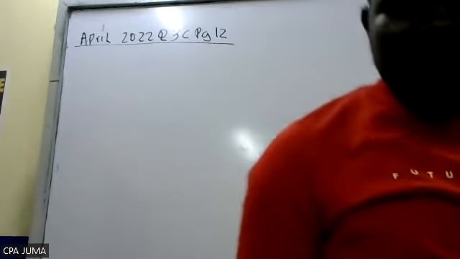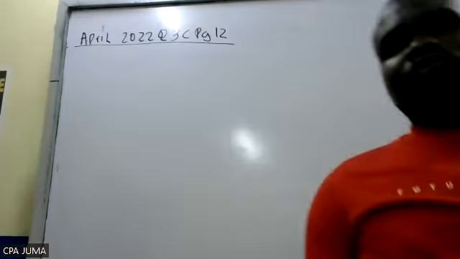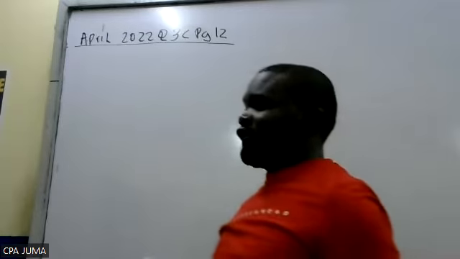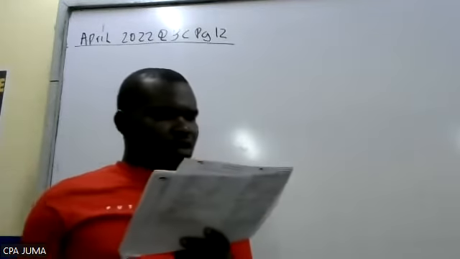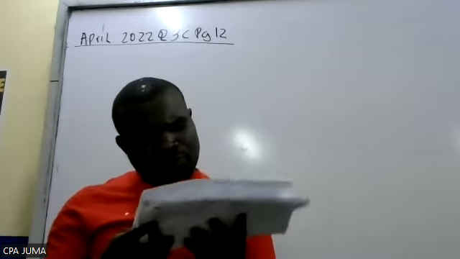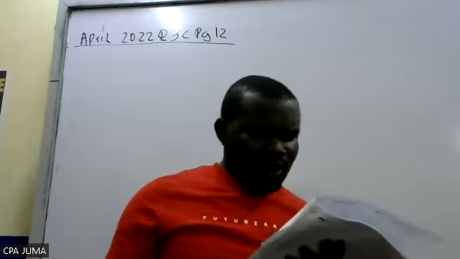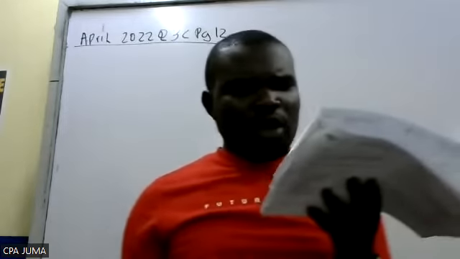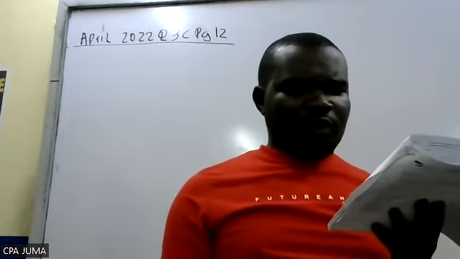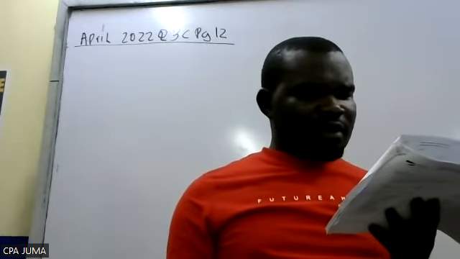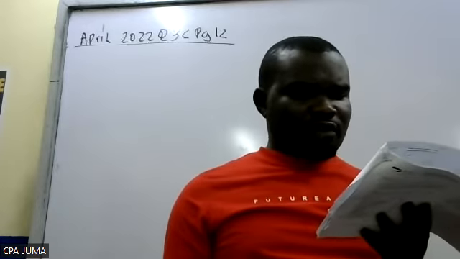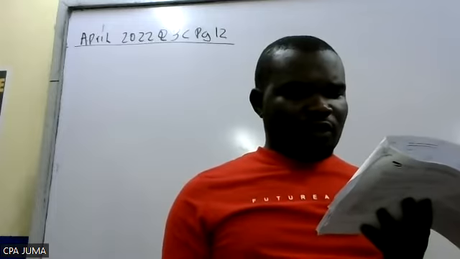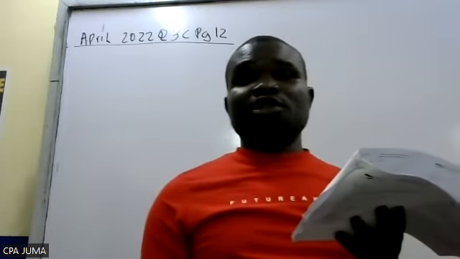So let me join you in reading. It says, R Limited, a publicly traded company, had 9 million ordinary shares of shillings 1 par value and 1 million 7% redeemable preference shares of shillings 10 par value each on 1st October 2020.